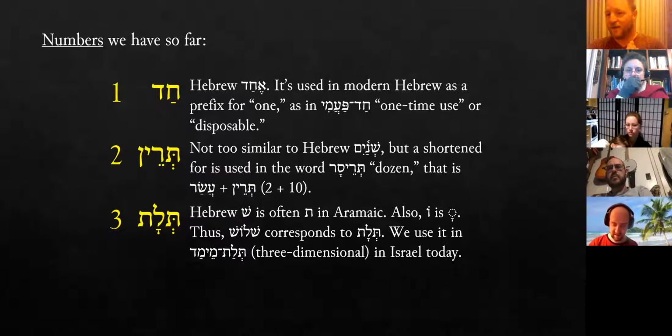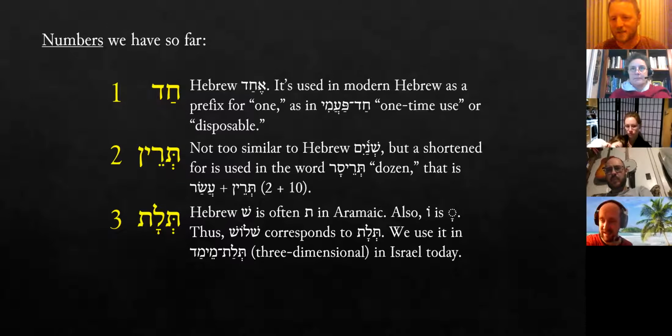The number tren actually also comes into Hebrew. It's not similar at all to the Hebrew word shnaim or shtaim, but it is used in the word tesal. Tesal is a Mishnaic word that was adopted from Aramaic, from tren and asal, meaning 2 and 10, so it's 12. Tesal is a dozen. So if you buy tesal sufganiot, you buy a dozen donuts. That's very neat. And the third one there is tlat.